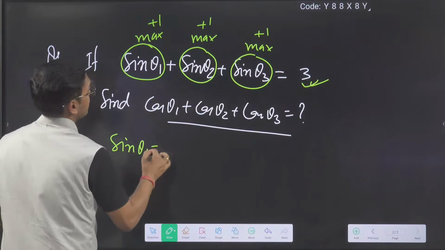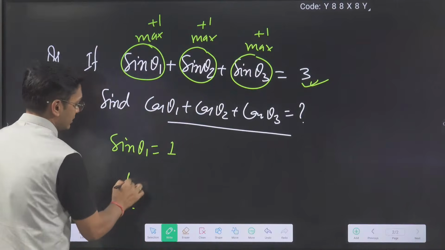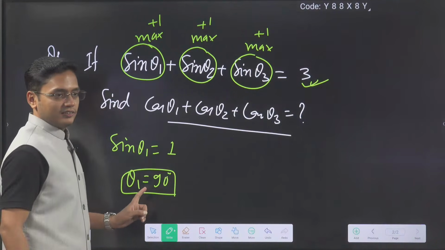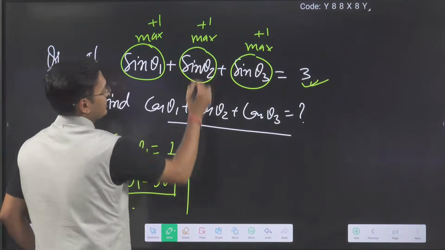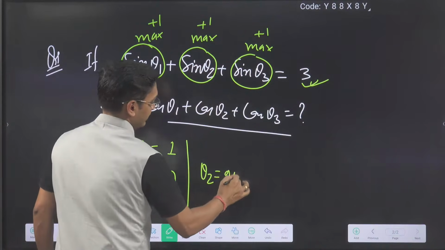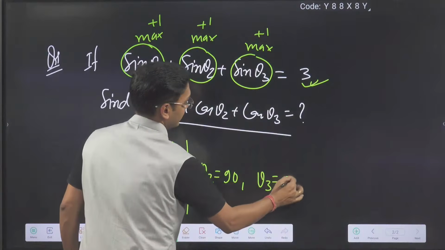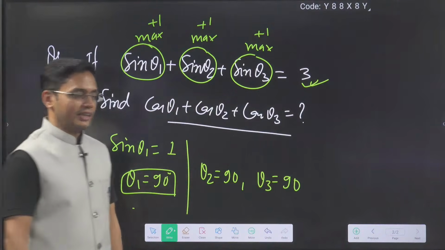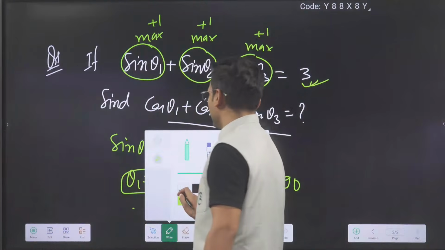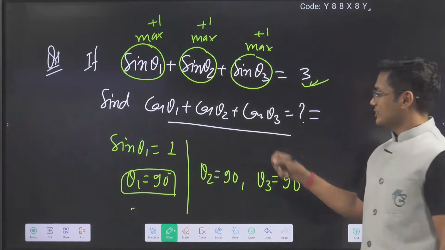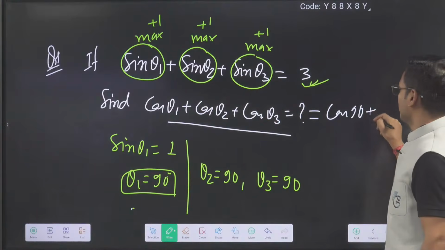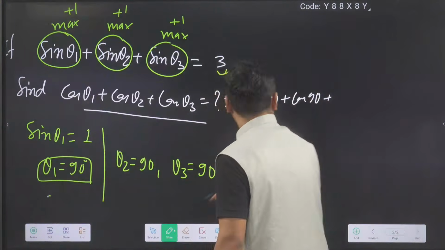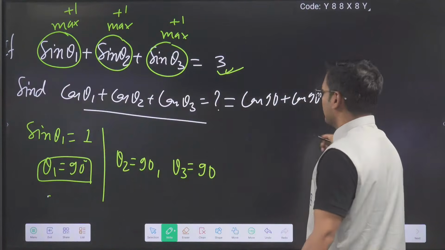From here we can say sine theta 1 is equal to 1. That means what is the theta 1 value? The answer is theta 1 is equal to 90 degrees. Why 90? Because sine 90 is 1. Are you getting this? Similarly, theta 2 is also 90 degrees, and theta 3 is also 90 degrees. Everyone getting this? Yes. Now we can put it here. I can see lots of correct answers. That means you can apply your brilliant brain. So here we can say cos 90 plus cos 90 plus cos 90. Cos 90 is 0. So this answer is 0.